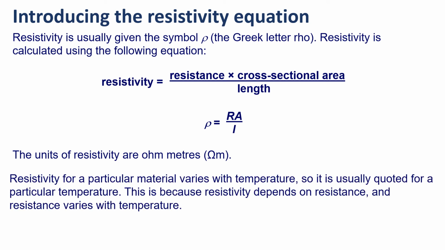If you didn't know that, you could work it out, because R is in ohms, A is in meters squared, and L is in meters. So the meter squared over meter cancels to a single meter, and you're left with ohm meters. Resistivity for a particular material varies with temperature, so it is usually quoted for a particular temperature, usually room temperature.